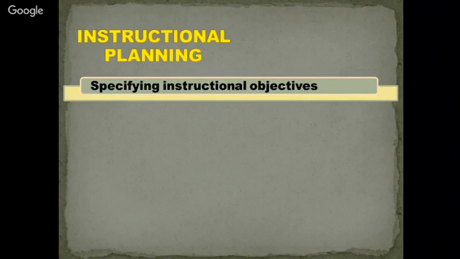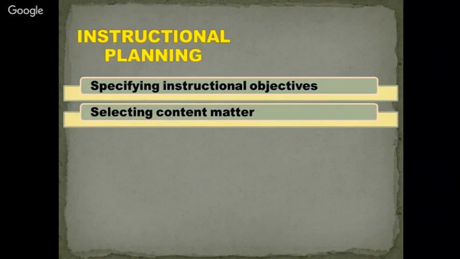Broad. अब इसके अंदर specify करेंगे small objective, like they will be able to explain the concept of lesson planning. They will be able to describe the importance of lesson planning. They will be able to describe the components of lesson plan, or they will be able to prepare the draft of a lesson plan, and so on. Okay? So one is the instruction objective, and then you will select the content matter.